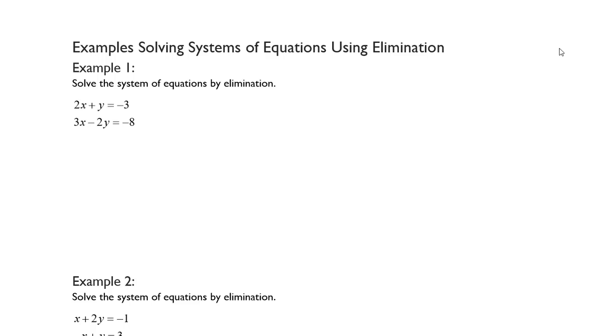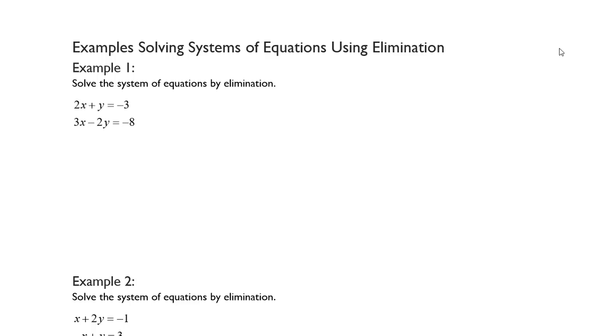We are now going to look at solving using elimination, which we've been using a little bit already. We've been cheating a little bit, but that's okay. Here we're going to solve a system of equations by elimination. We have 2x plus y equals negative 3 and 3x minus 2y equals negative 8.